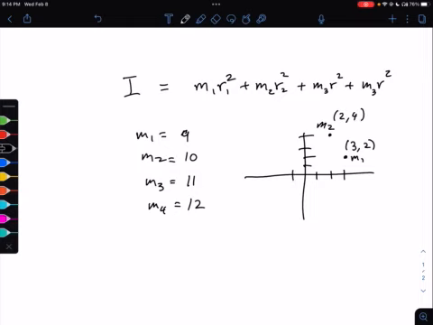And let's say that M3 is over on this left side at negative 4, 1. So it's at negative 4, 1, and this is M3. And then M4 is at negative 2, negative 5, let's say. M4 is at negative 2, negative 5.